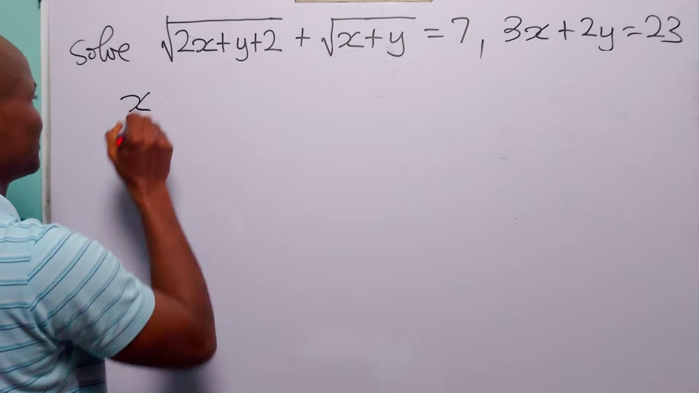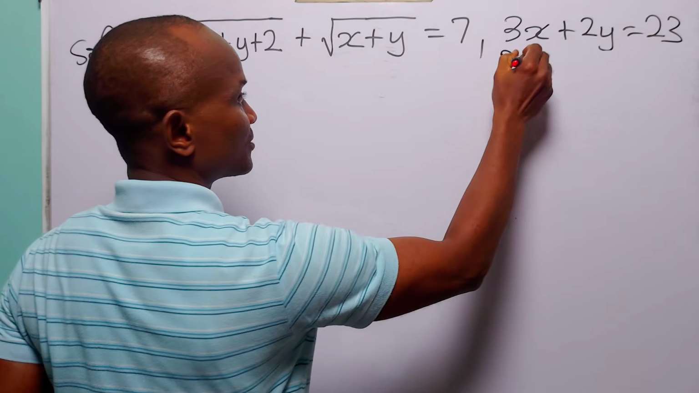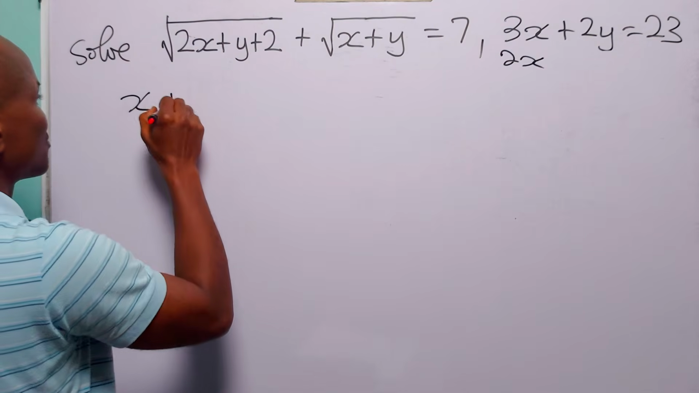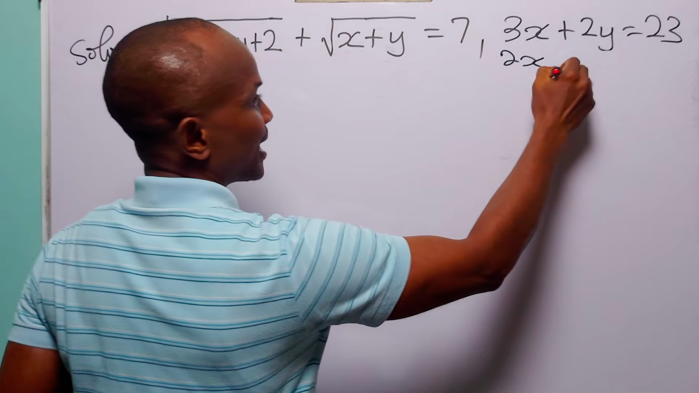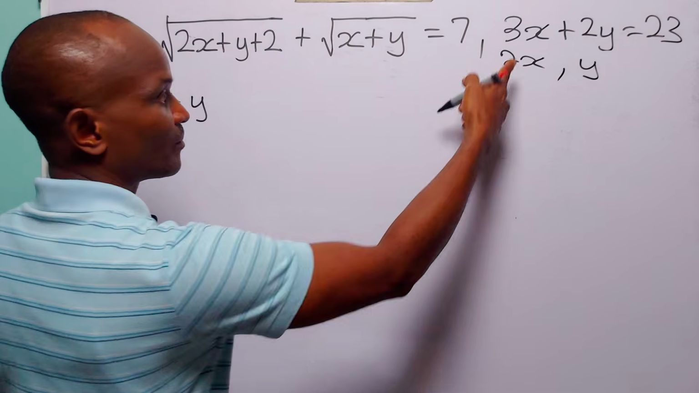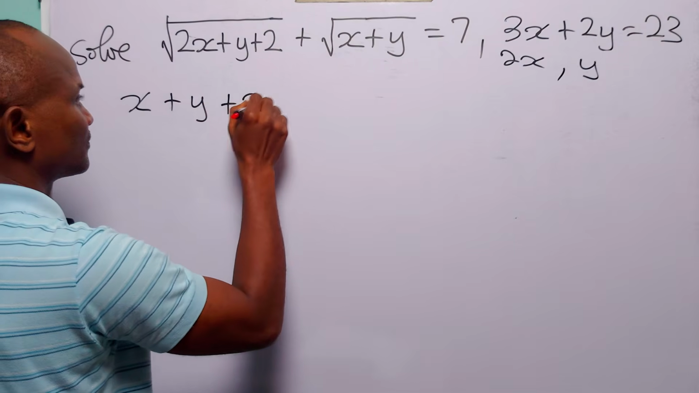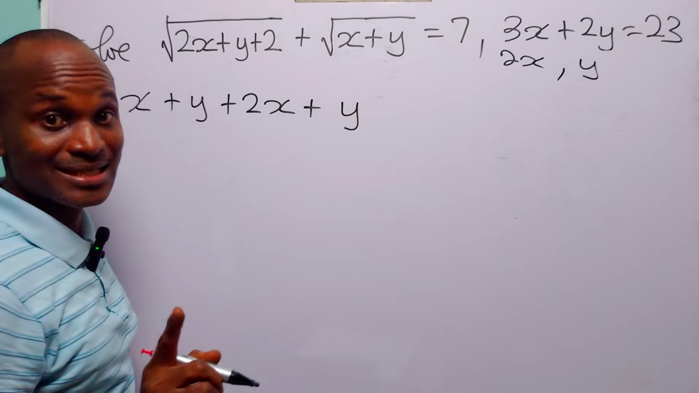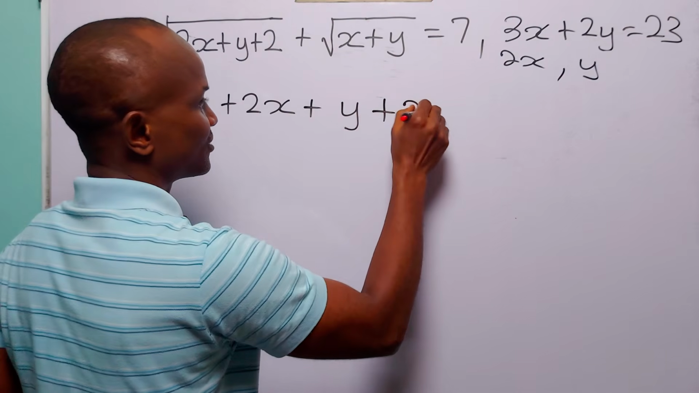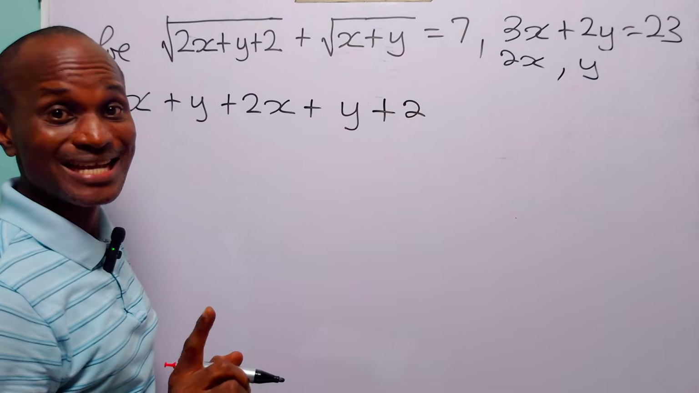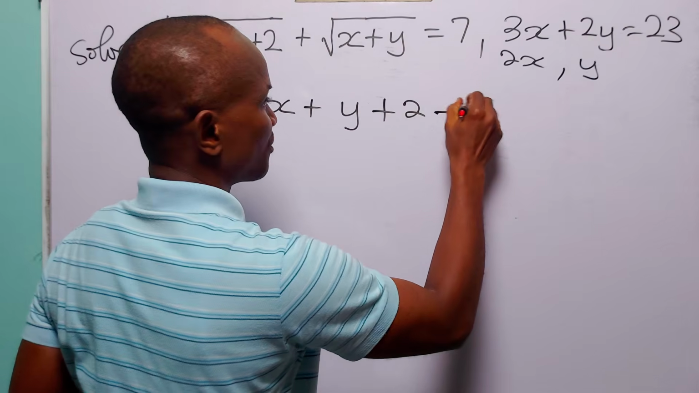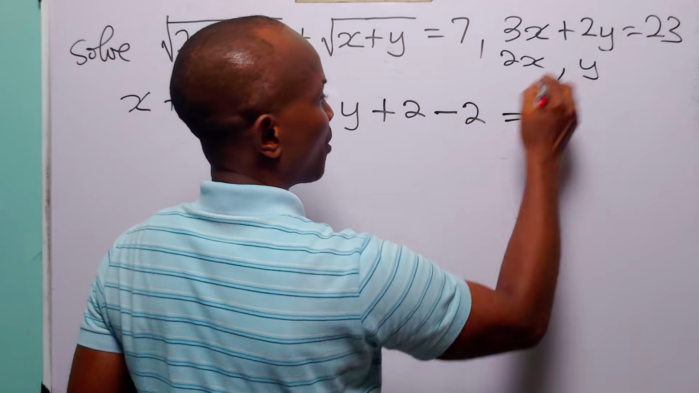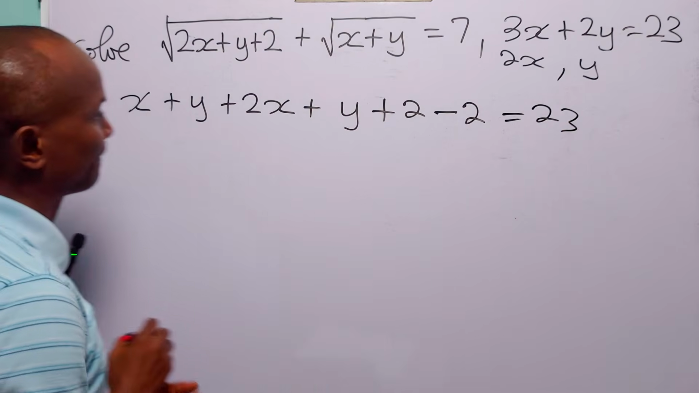So we have x, and of course, we are left with 2x. We will take 1y from 2y. So we have y. Now we are left with y. Now let us bring this down. And let us bring this down. The next thing we are going to do is add 2. And of course, to keep things balanced, we will also subtract 2. And you know that this is equal to 23.